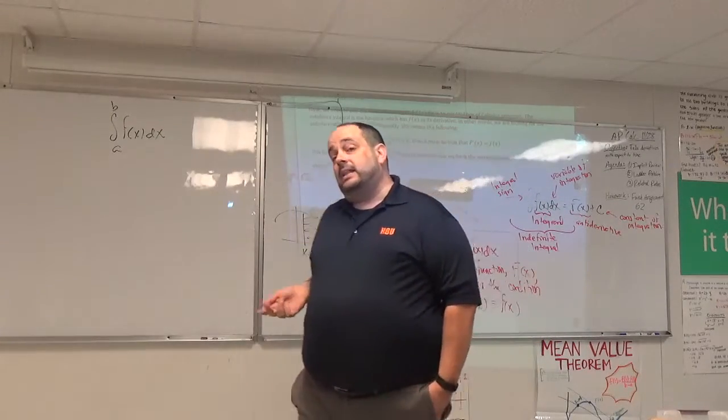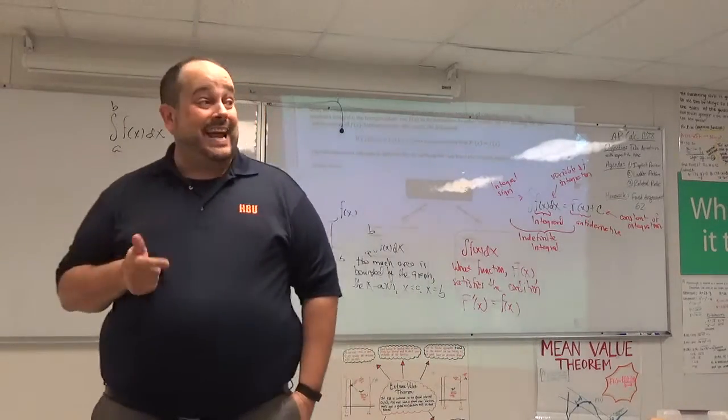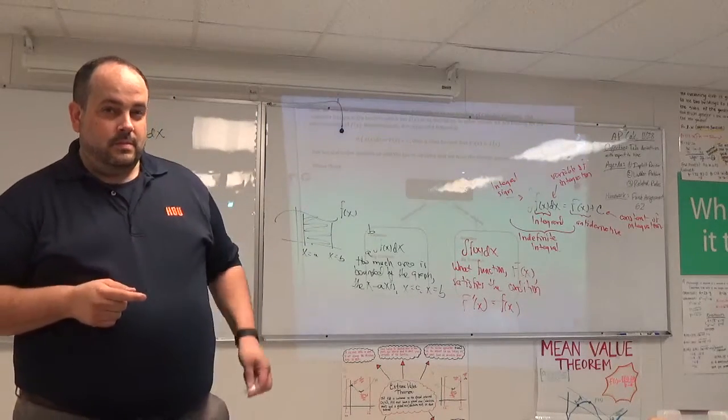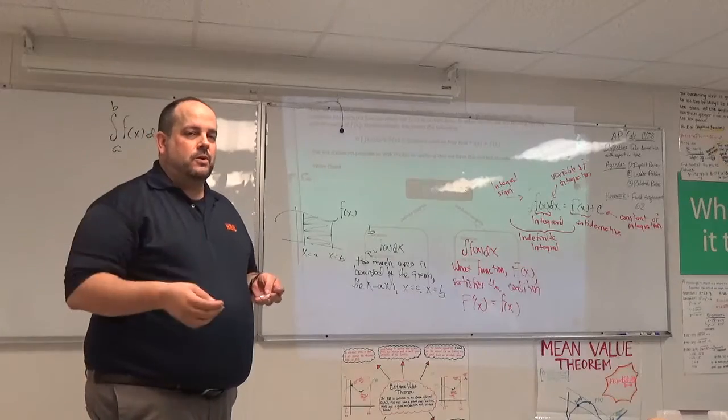I then got a little bit crazy. I said, what's the derivative of arc sine of x? 1 over the square root of 1 minus x squared.